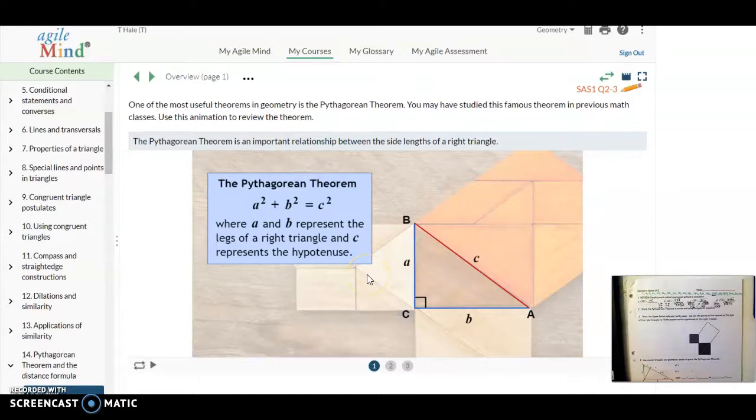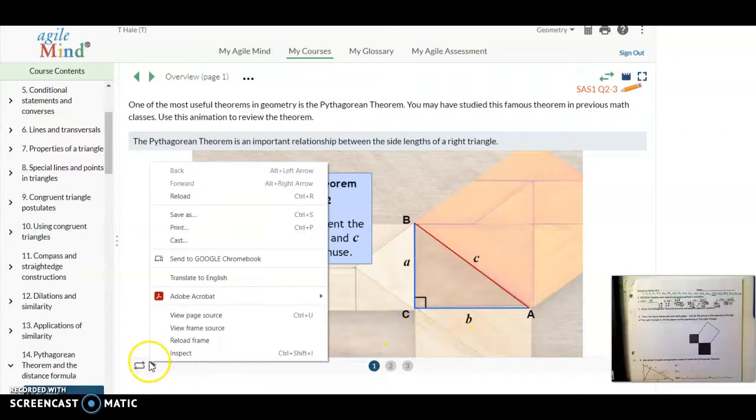So the Pythagorean theorem, as you know, is a squared plus b squared equals c squared. In terms of what these variables represent, a and b are the legs of a right triangle, so they are the sides that make up the right angle together, and c is always the hypotenuse, which we know is the longest side of the right triangle. It's across from the biggest angle, the 90-degree angle. So a and b are the legs, c is the hypotenuse.